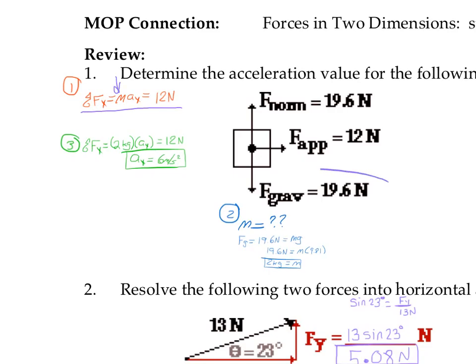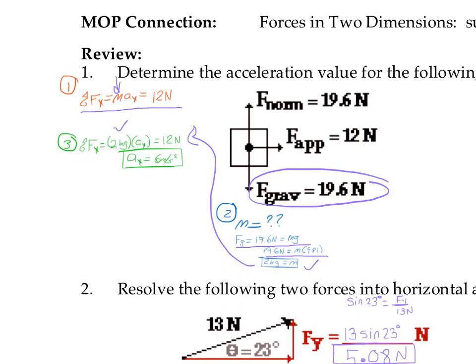So for that, we look at step 2 here, which is our force of gravity. We know that the force of gravity is 19.6, and we know force of gravity is mass times gravity, and we know little g is 9.81. So we solve for mass by dividing 19.6 by 9.81, and we determine that the mass is equal to 2 kilograms. Now that we have the mass, we can plug it into our equation here. So net force is equal to the mass times the acceleration, that should be an x, which equals 12 newtons. So we divide both sides by 2, and we get the acceleration is 6 meters per second squared. So that's number 1.